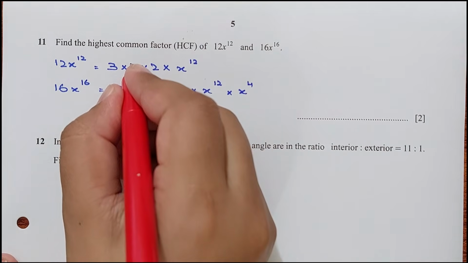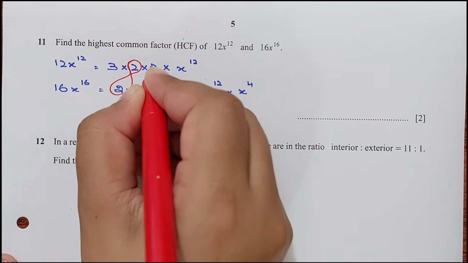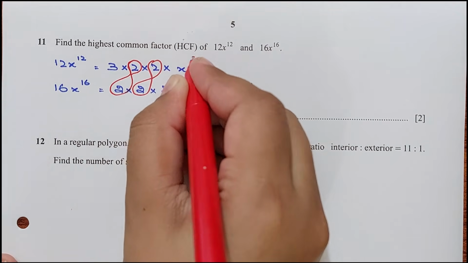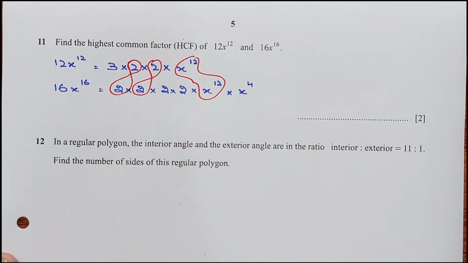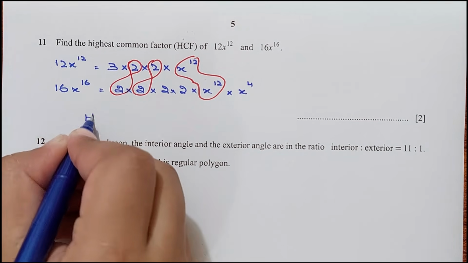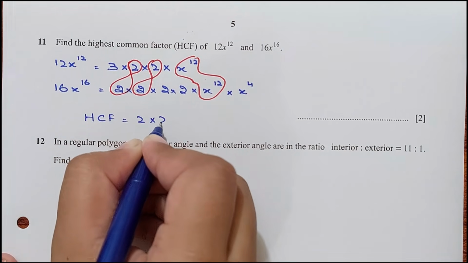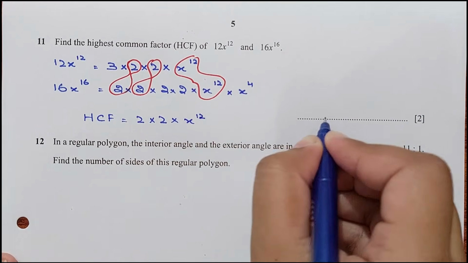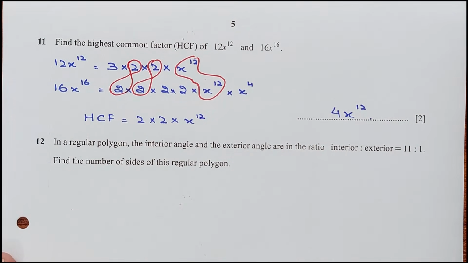So we have to pick the common ones. Here the 2 is common, and this 2 is common, and x^12 is common, right? So the HCF is 2 times 2 times x power 12, which is 4x^12. 4x^12 is the highest common factor.